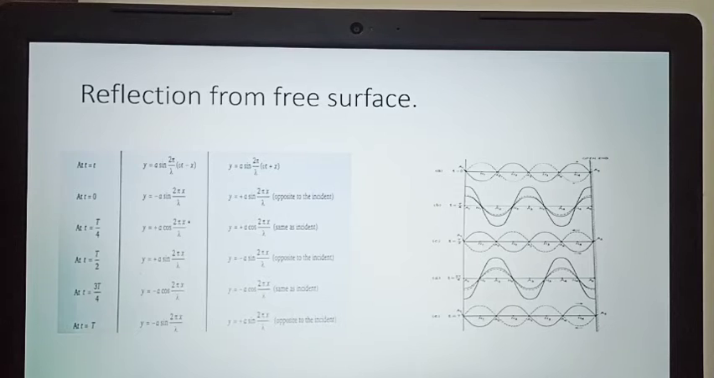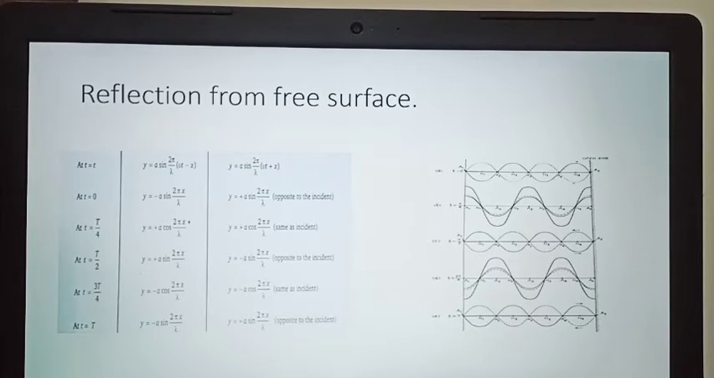So the general equation is y is equal to a sin 2 pi by lambda (Vt minus x) for incident, y is equal to a sin 2 pi by lambda (Vt plus x) for the reflected wave. So at t is equal to 0, when you apply t equal to 0 in that equation, you can find y is equal to minus a sin 2 pi by lambda into x, and the reflected wave will be plus a sin 2 pi by lambda into x. So they are acting in the opposite direction. You can have our incident wave and reflected wave.